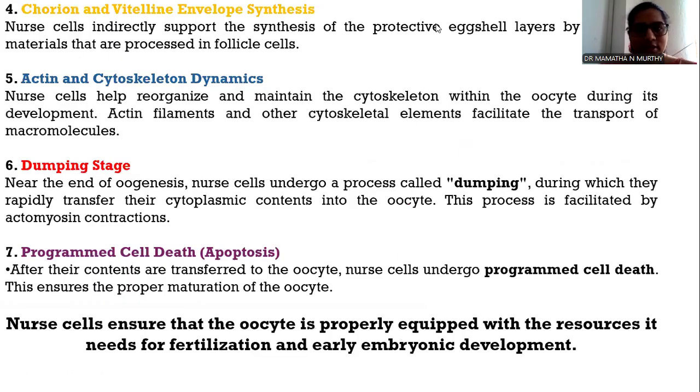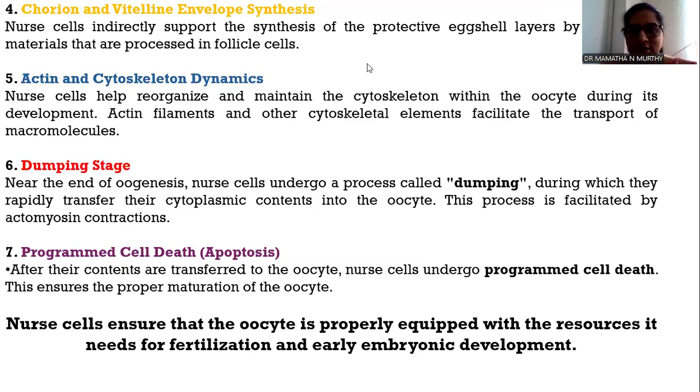Apart from that, they are also involved in chorion and vitelline envelope synthesis. For example, nurse cells indirectly support the synthesis of the protective eggshell layer by producing materials that are processed in the follicular cells. Then there are actin and cytoskeletal dynamics. Nurse cells help organize and maintain the cytoskeleton within the oocyte during its development. These actin filaments and other cytoskeletal elements facilitate the transport of macromolecules.